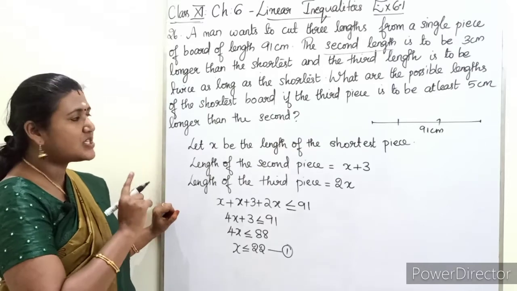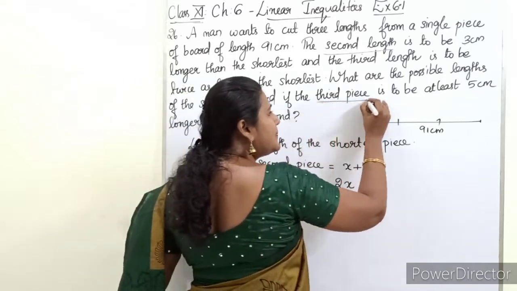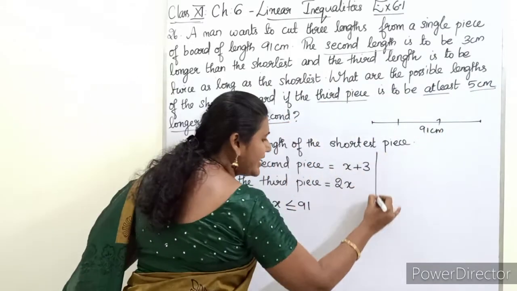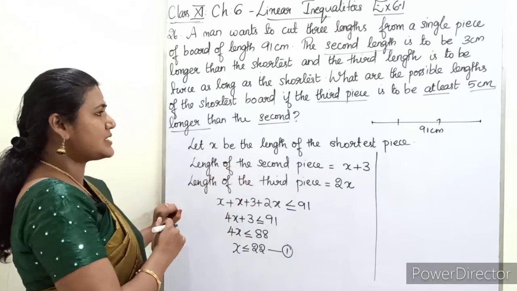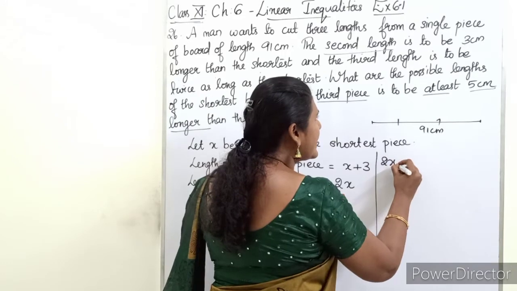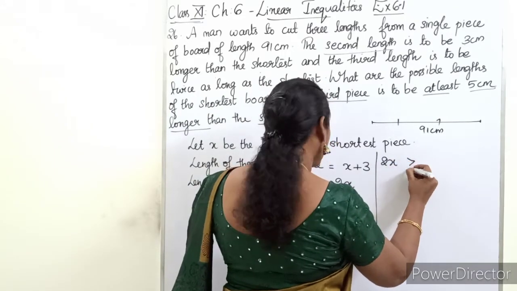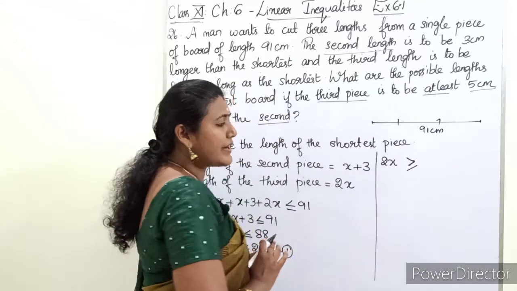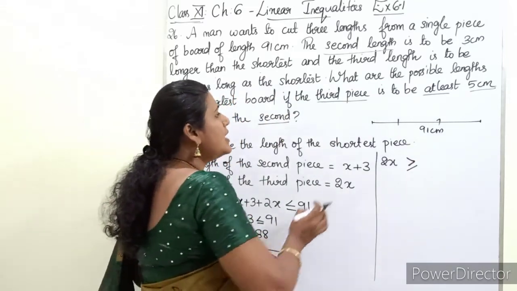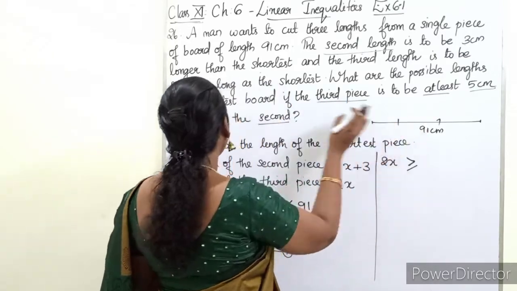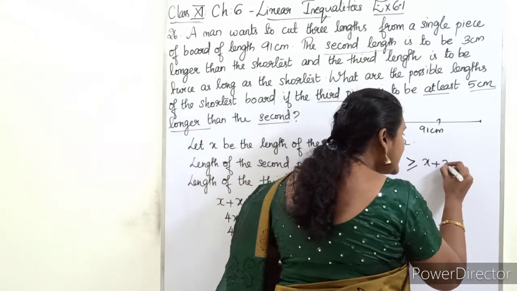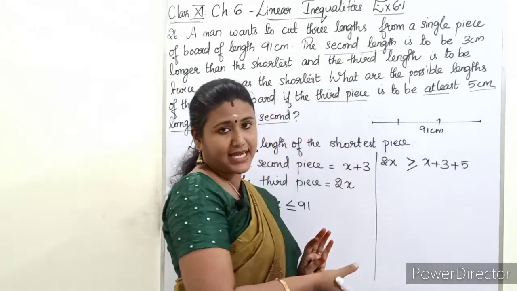Now one more condition is given in the question: the third piece is at least 5 centimeters longer than the second. So we have one more inequality. The length of the third piece is 2x, so 2x is greater than or equal to, since the words at least come, we have to use the greater than or equal to symbol, the second piece x plus 3 plus 5. So this is the second inequality.